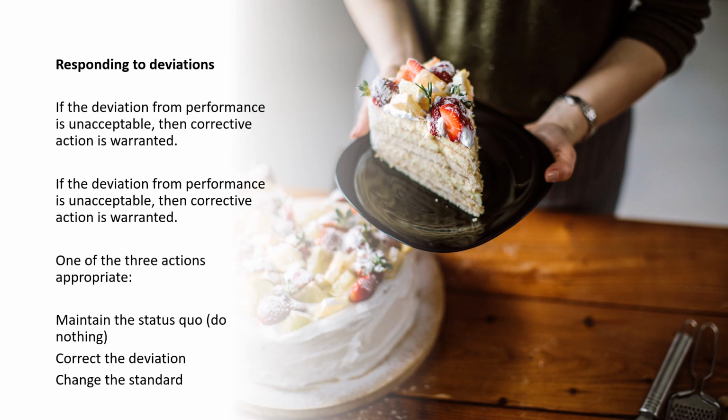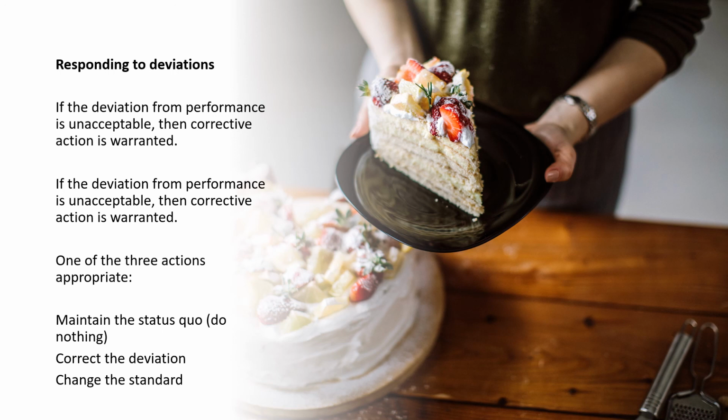However, if it's completely different, the appearance looks different and so on, then you have to redo it, you have to take corrective action. There are three actions that you can take. First one is maintain the status quo, do nothing. So if it's acceptable, you don't have to do anything. But if it is unacceptable, you have to take corrective action, correct the deviation, correct the mistake that you did. Or you can change the standard.